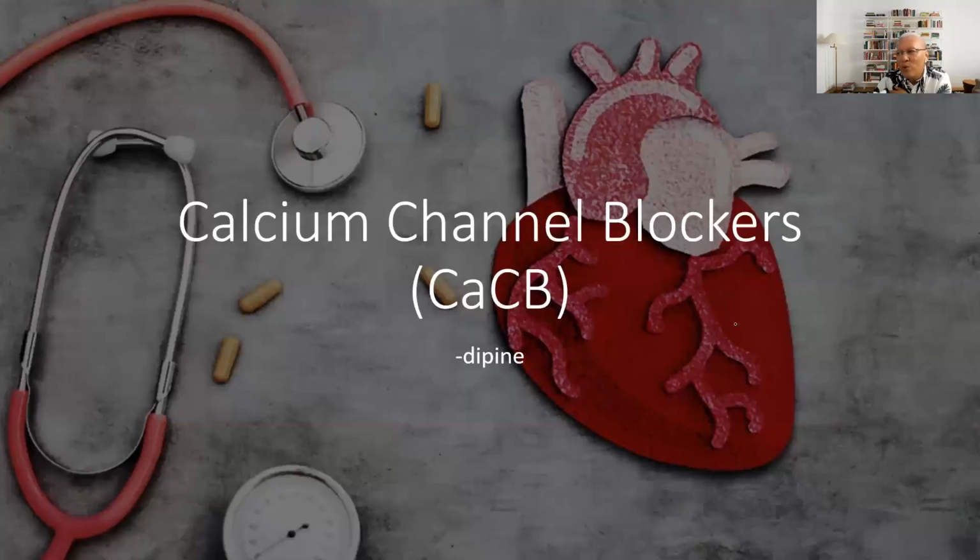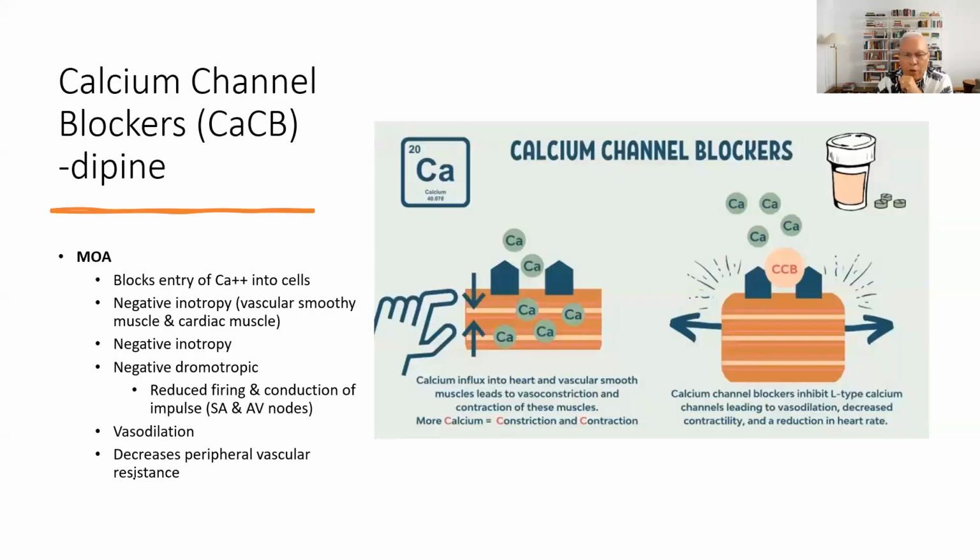All right, so calcium channel blockers are other antihypertensive drugs. And whenever we are looking at drug names, the suffix dipene is the one common denominator to identify that it's a calcium channel blocker, right? Dipene. So how do these calcium channel blockers work?